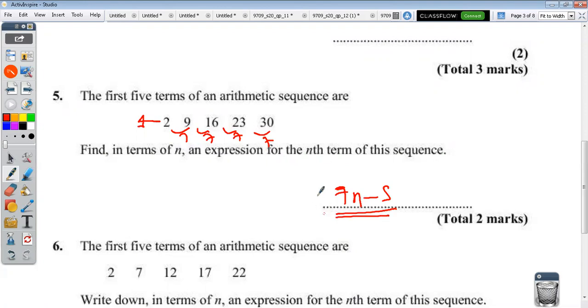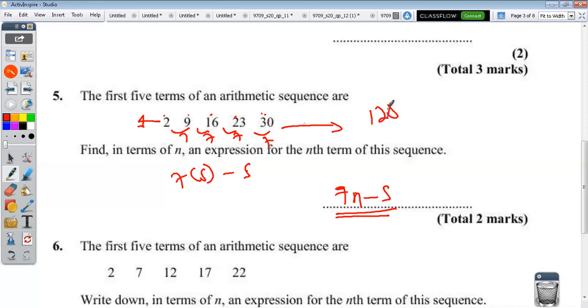Then what I'm saying, Takuzwa, is I can now find any term. This is 1, 2, 3, 4, 5. So this is the fifth term when n is equal to 5. So I say 7 times 5, minus 5. I get exactly this.